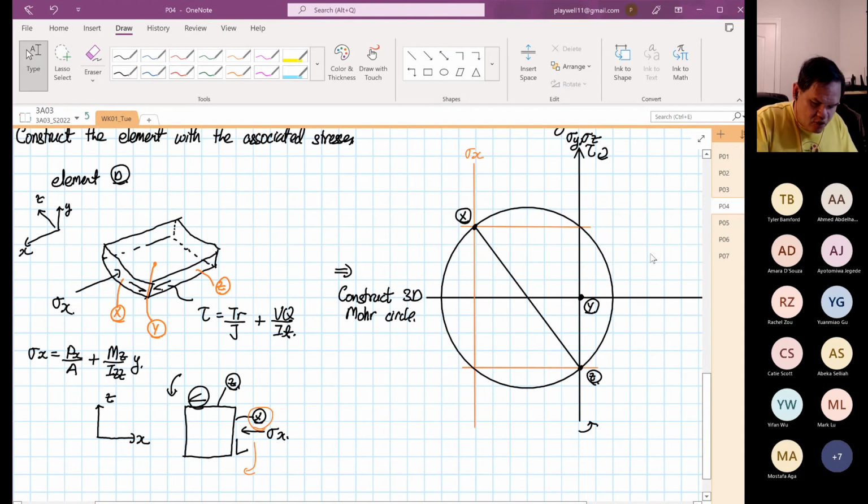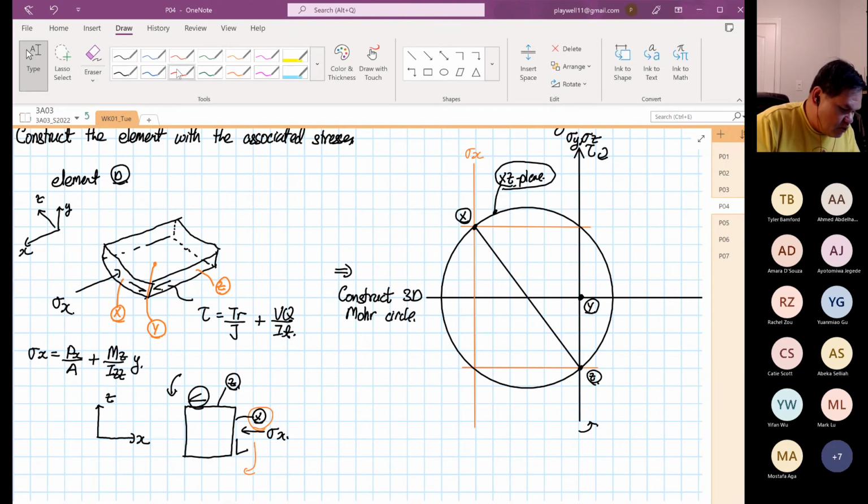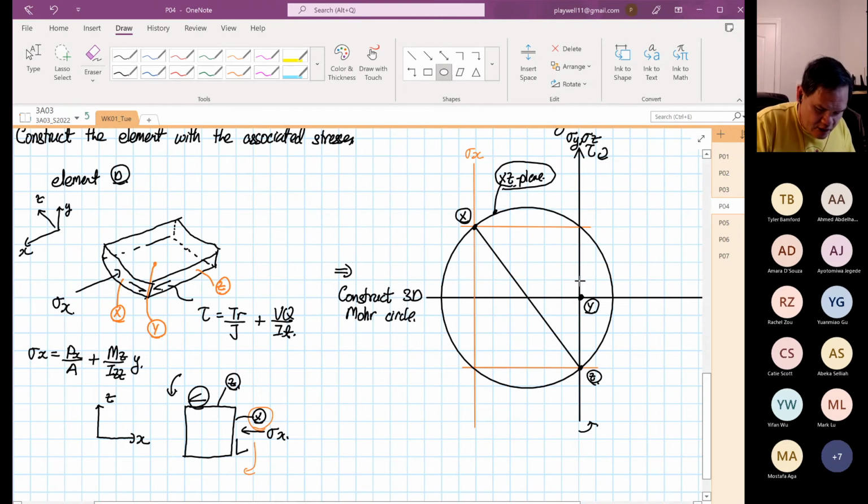And then there are two more circles. So this is known as our circle for our XZ plane. Remember, all these are in 3D. And then we can construct another circle. Don't worry now. I'm just demonstrating what you will learn. Later on, you can construct this easily. Then the next one, this is our circle for our YZ plane.